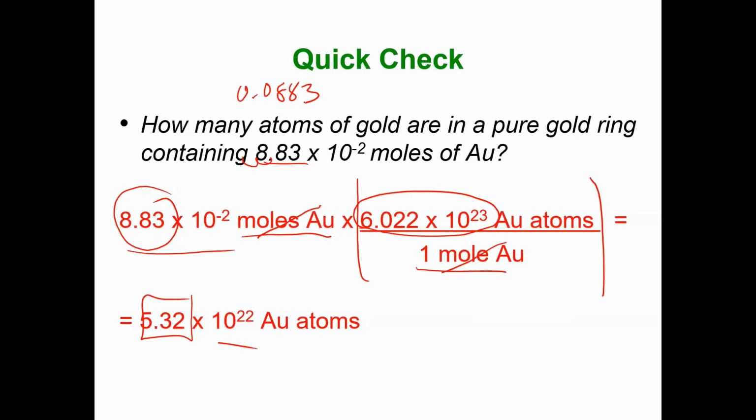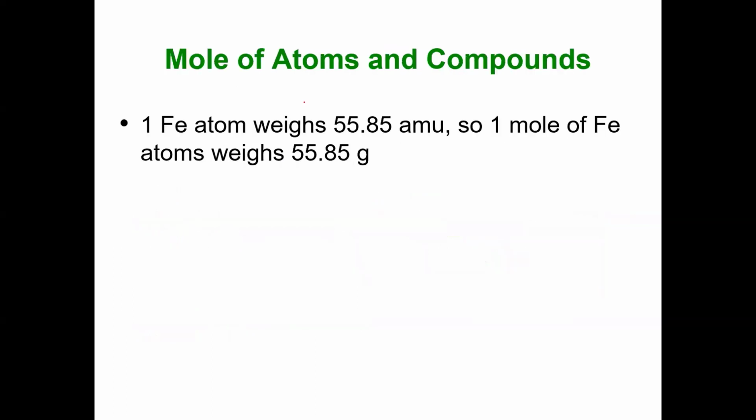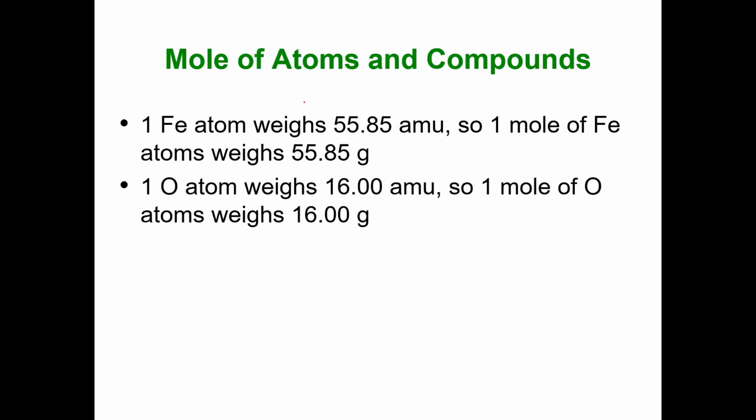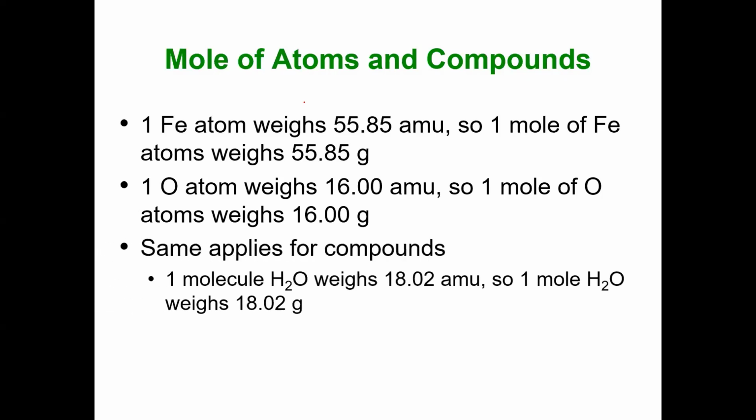So it makes sense. So if 1 atom of iron weighs 55.85 AMU, all you got to do is change the units to grams, and now I have 1 mole of iron atoms. It's a lot easier. Same with oxygen. Just convert AMU to grams. You can do it with molecules. So if we know that 1 molecule of H2O weighs 18.02 AMU, 1 mole is going to weigh that.